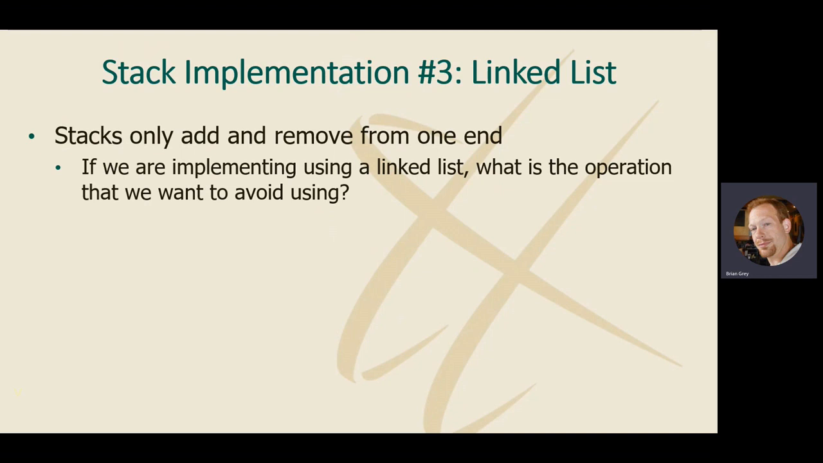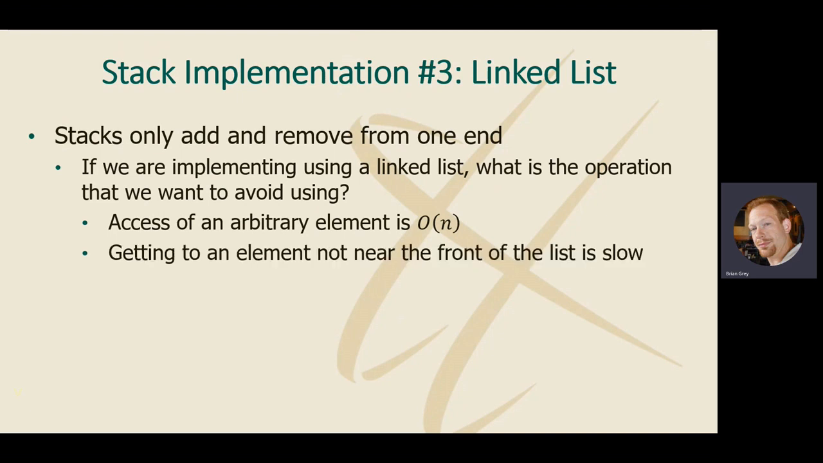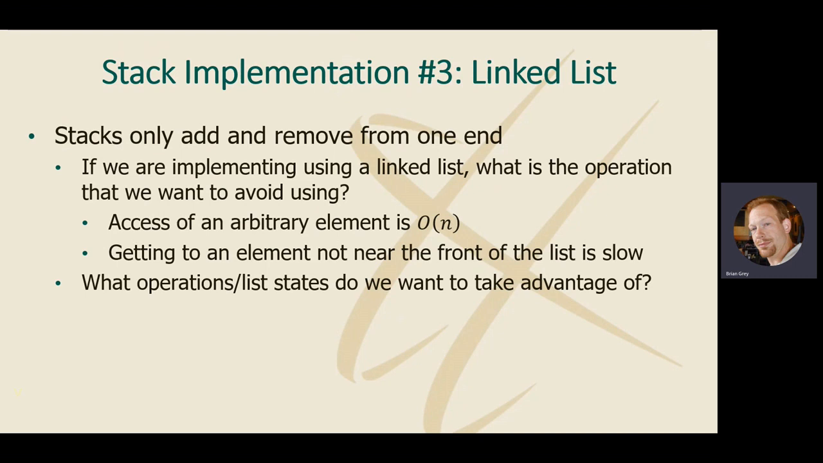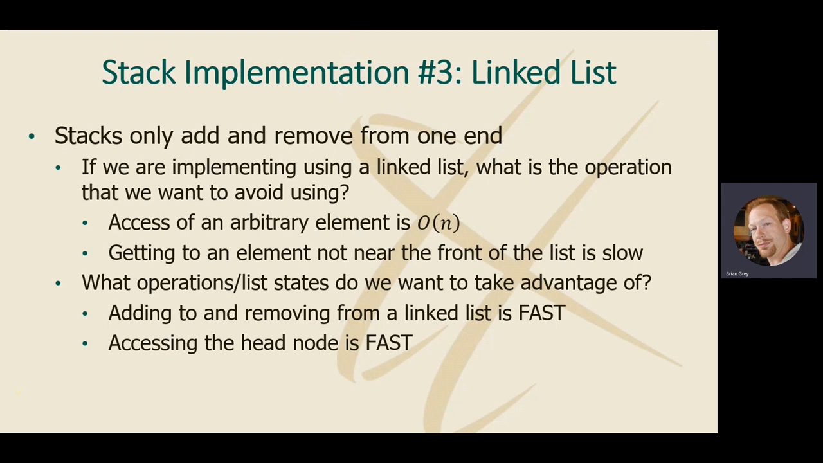Well, what we don't want to have to do is iterate through our linked list to find an element. So accessing an arbitrary element is big O of n, and getting to an element not near the front of the list is slow. Doing anything with an element that isn't near the head is slow. So what do we want to take advantage of? Well, adding and removing is fast, and accessing the head node is fast. So if we can keep our operations towards the head of the list, we're going to be really, really fast, and that's nice.